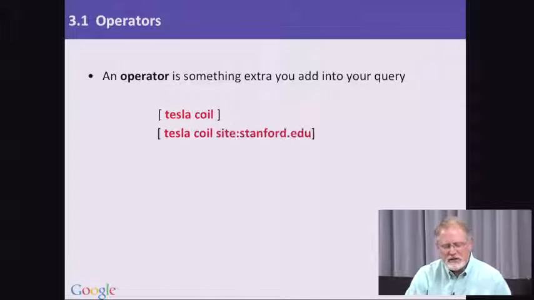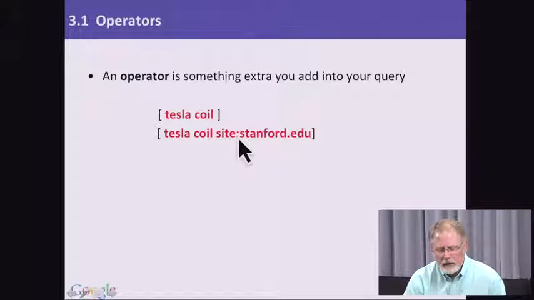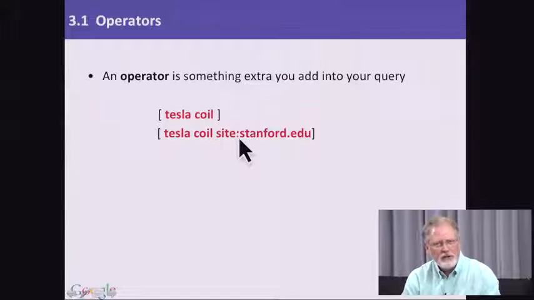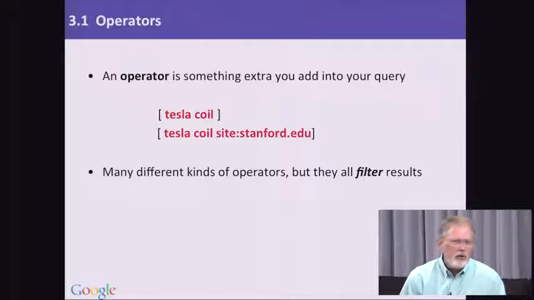But suppose you want to just limit it to pages that come from stanford.edu. You add an operator, in this case, the site operator, right there. And what that does is it limits the results to just that website, just stanford.edu. Keep in mind there are many different kinds of operators, and in this class we're going to go through probably the top 4 or 5, the ones that I use a lot. There are lots and lots of operators. We won't cover most of them in this class, but these are the ones that we use day to day and actually give you a lot more power.